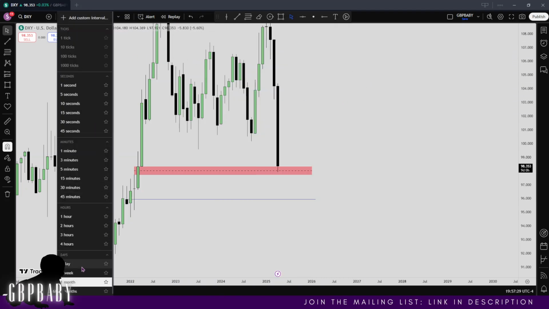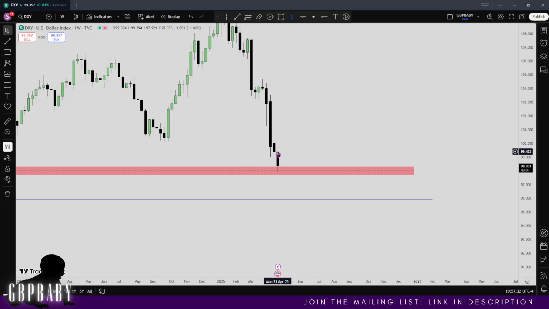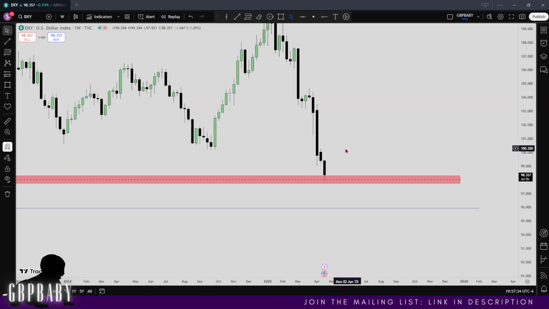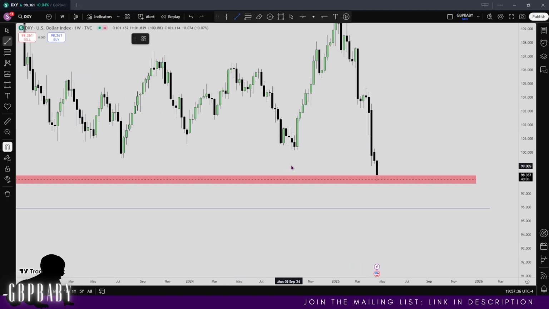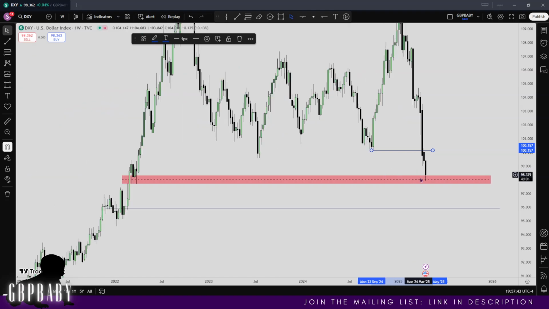So let's go down to the weekly, and you can see we've already had a lot of movement on Monday. We've opened and traded lower straight away after last week's very interesting price action. You'll remember me calling the high of last week. We tapped into that, and then since then price has rolled over and continued to expand to the downside.